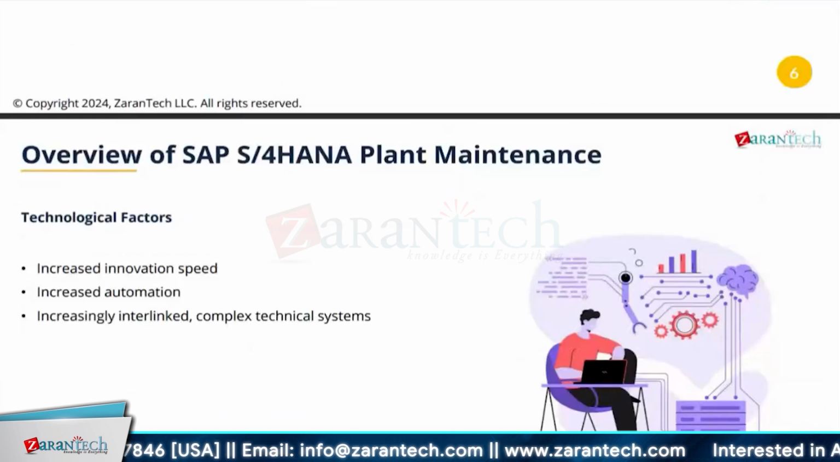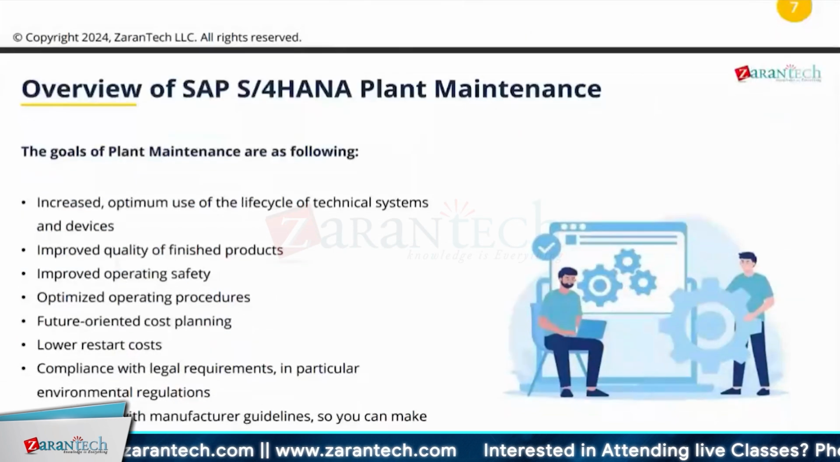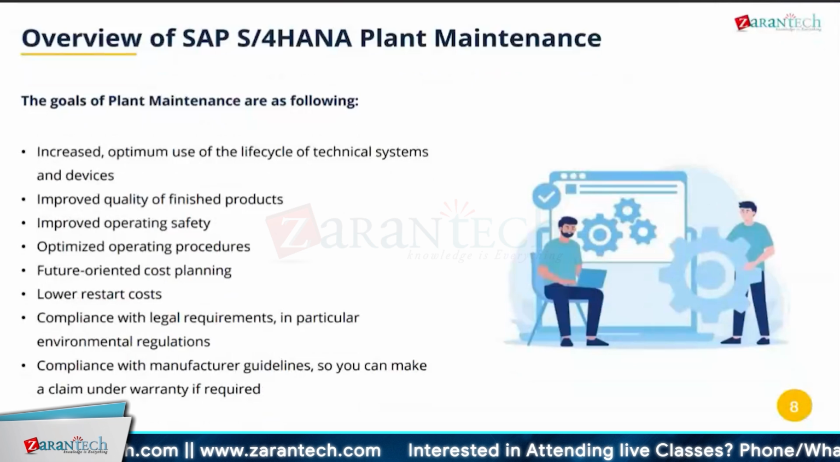Technological factors: innovation, speed, increased automation, interlinked complex technical systems. That's pretty easy to understand. The goals of plant maintenance are as follows: optimum use of the life cycle of technical systems and devices, improved quality of finished products, improved operating safety, operating procedures, future cost planning, lower restart costs, compliance with legal requirements, in particular environmental regulations, and compliance with the manufacturer, so you can make a claim under warranty if required. So this covers all the aspects when we cover plant maintenance.